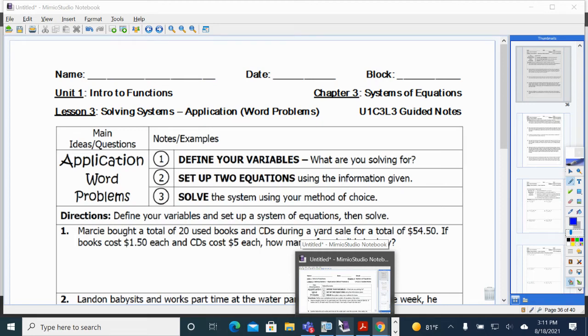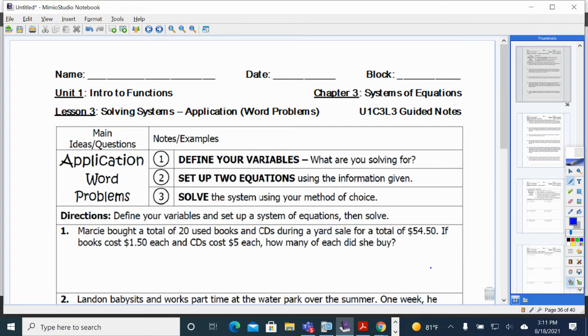This video is on Unit 1, Chapter 3 on Systems of Equations, Lesson number 3, where we're going to be looking at systems of equations, applying them to word problems. There are 3 steps here to this. Step number 1 says to define your variable. Basically, you got to ask yourself, what am I looking for?